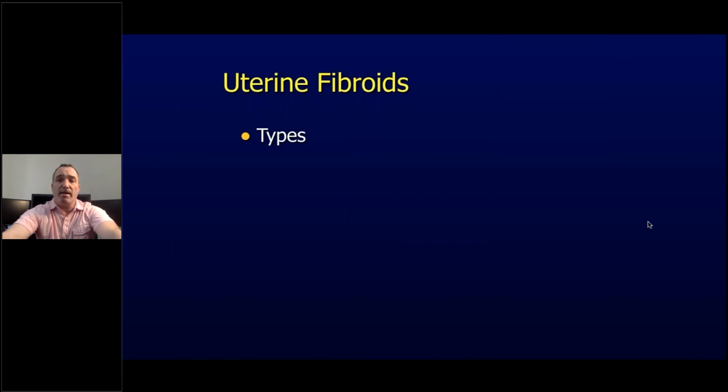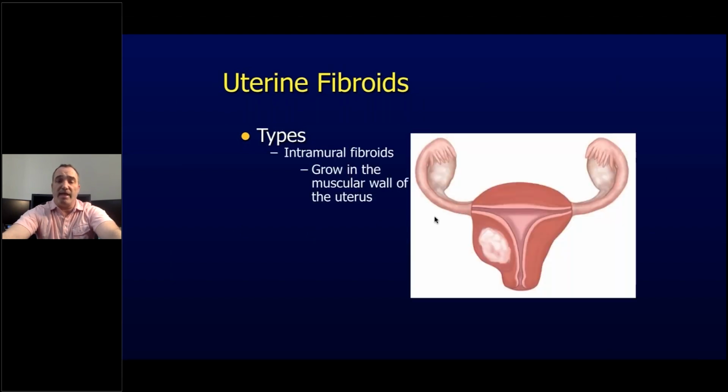Okay, so I like to break them down, and I'm not the only one who breaks it into the following categories. One is intramural. These grow inside the muscular wall. So this is considered an intramuscular fibroid. Now, fibroids are all benign tumors made up of muscle cells or muscular tissue. That's why the technical term for them is leiomyoma, which is a smooth muscle tumor of the uterus.